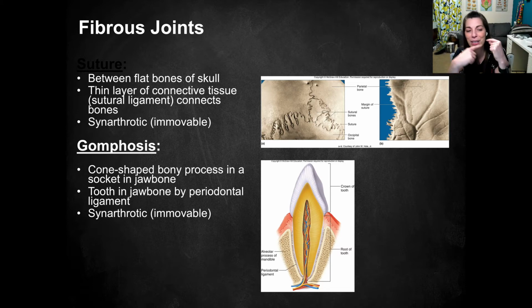Okay, so it's the joint between your tooth and your jawbone, and that is joined by a periodontal ligament right here, right? You see the periodontal ligaments right there, all the way around, holding your tooth into the socket. That is an immovable joint, but those are fibrous joints held together by collagen.